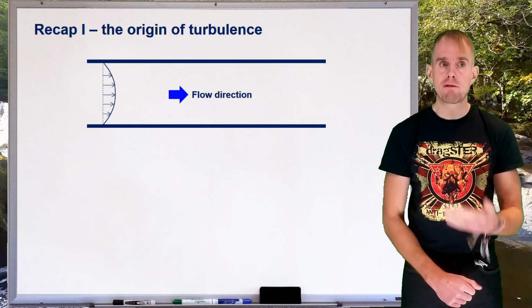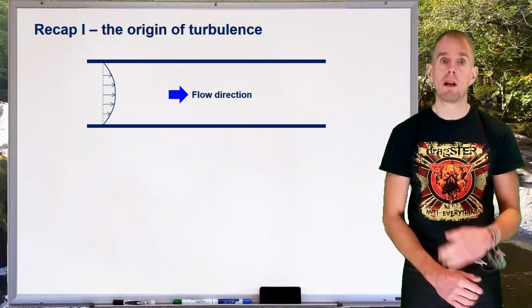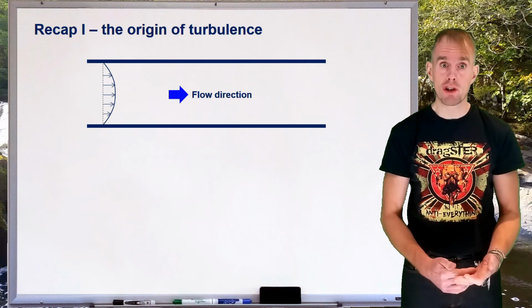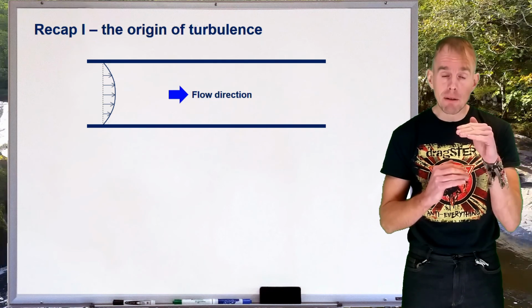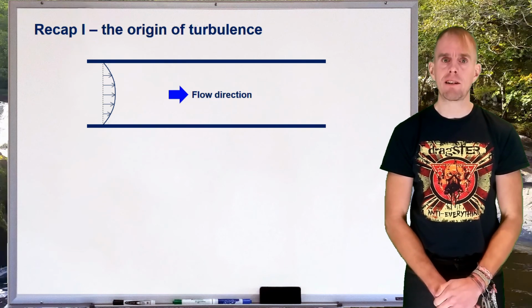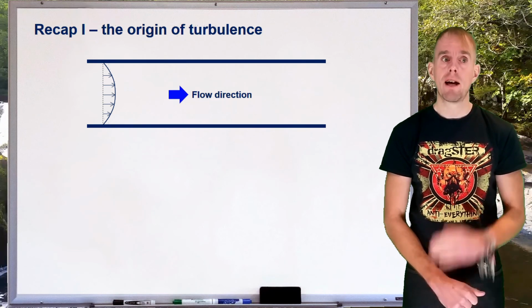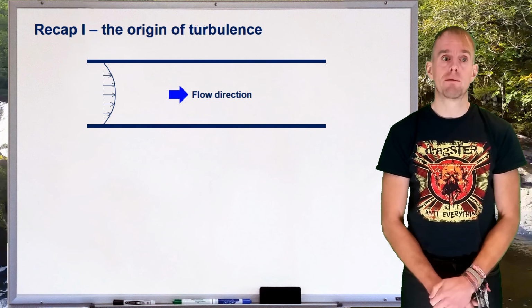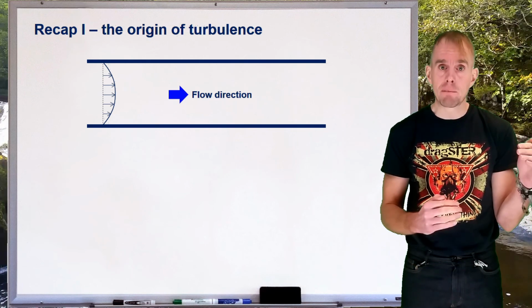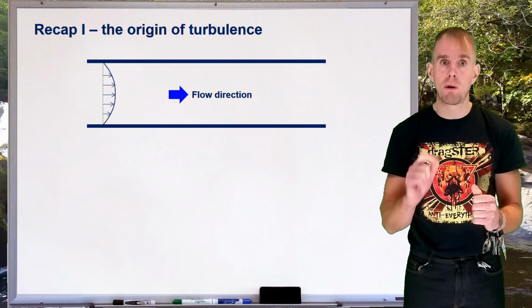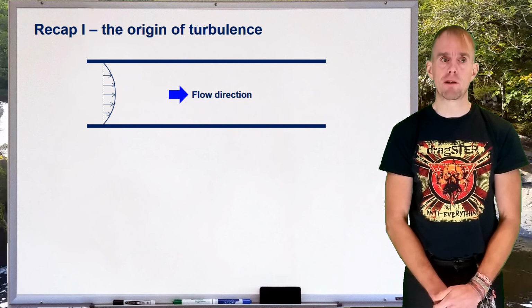We've got no slip boundary conditions on the upper and lower wall. Both of these walls also happen to be stationary, and so the tiny layer of fluid next to these walls is also stationary. And then the fluid velocity increases in a parabolic nature until you have a maximum on the centre line of the geometry.